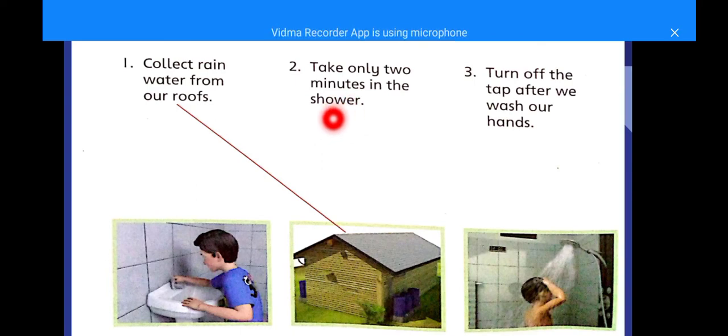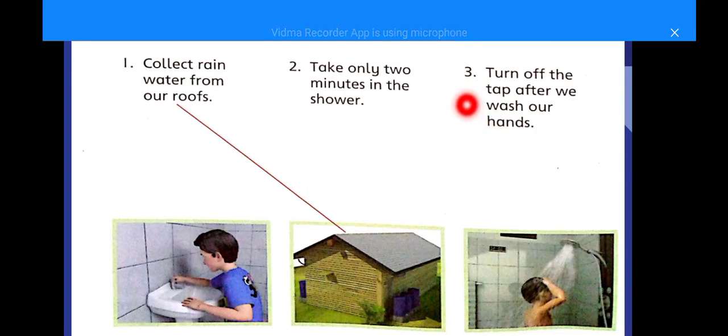So you can guess easily with which picture we are going to match point number 2, exactly with the third one, the last picture. Here you will match it. You can use the color pencil for matching, or you can use your simple lead pencils or scales. Please try to make a straight and neat line, and this point you will match with the last picture. Third one is that we should turn off the taps after using them.